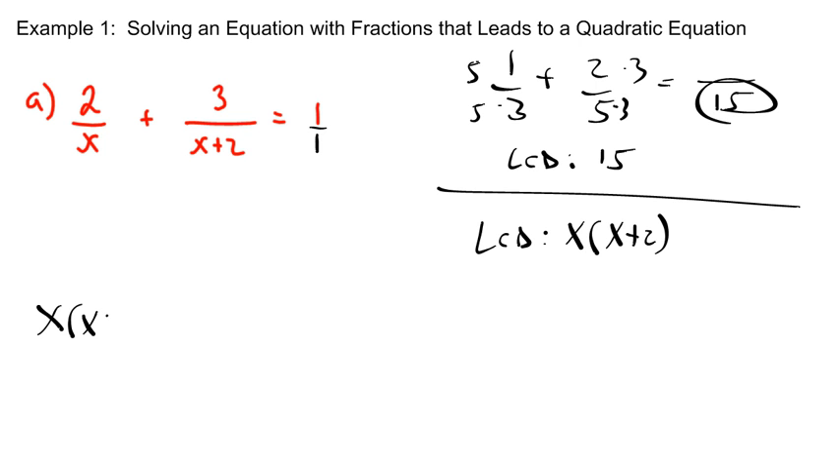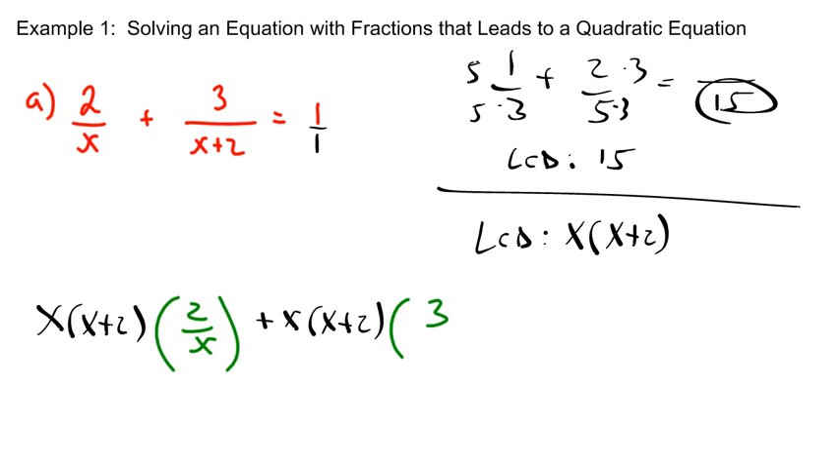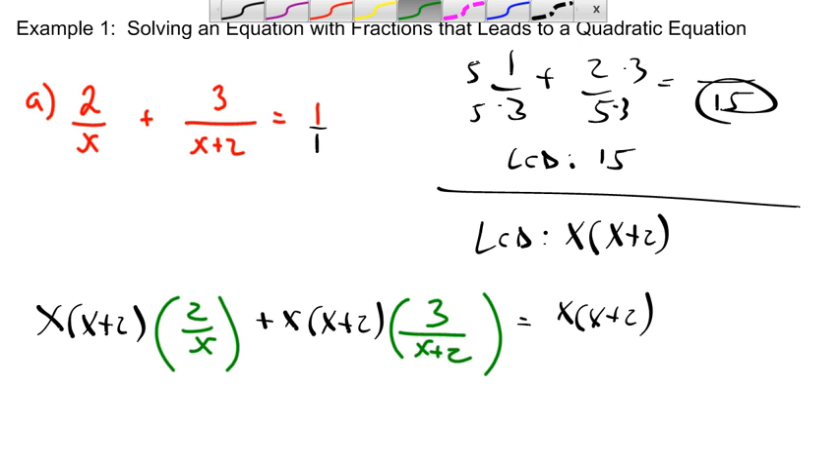So x times x plus 2, and I'm multiplying that by 2 over x, right here, 2 over x. And then plus x times x plus 2 times 3 over x plus 2, equals x times x plus 2, and we multiply that by 1, but that's not going to change anything, but we can just go ahead and show that. We're going to multiply that then by 1.